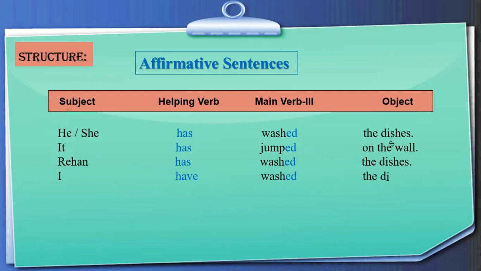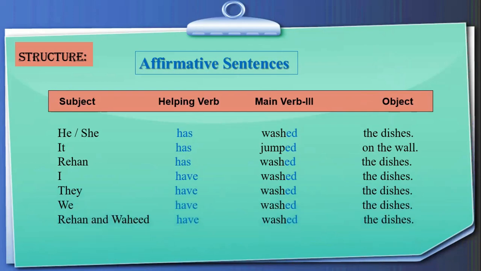I have washed the dishes. Now you see, we have used have with I. They have washed the dishes. With all the subjects, we are using the third form of the main verb.